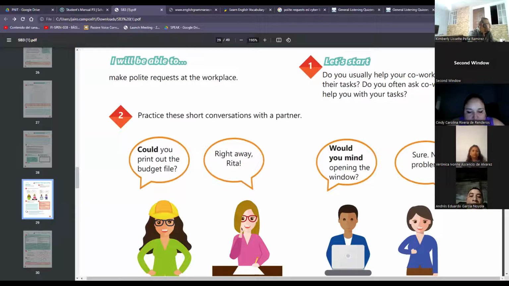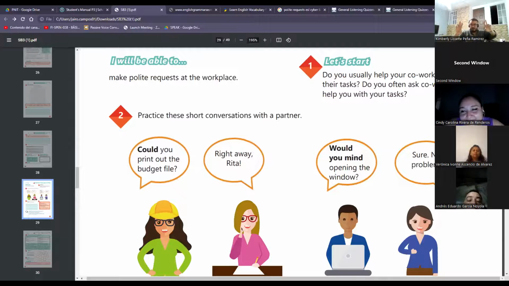Could you print out the budget file? If you see, that's a question there. Right away, Rita. That's the answer. And then the next one says, would you mind opening the window? Sure, no problem.